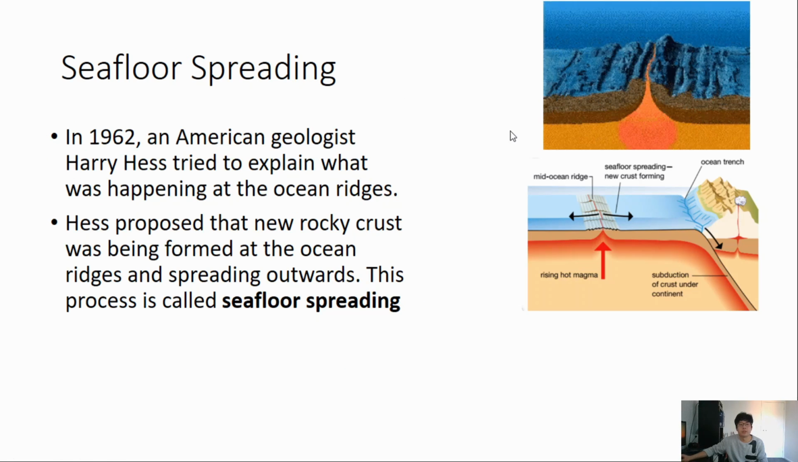So this brings us to seafloor spreading. In 1962, an American geologist named Harry Hess tried to explain what was happening at the ocean ridges. Hess proposed that new rocky crust was being formed at the ocean ridges and spreading outwards.